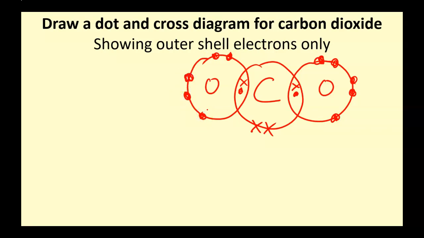Now if we count around for carbon, 1, 2, 3, 4, 5, 6, that's not enough. 1, 2, 3, 4, 5, 6, 7, that's not enough. So what we're going to have to do now is actually remove some of the electrons and share them. So, oops, I wonder if I can undo that. No, apparently I can't undo that.